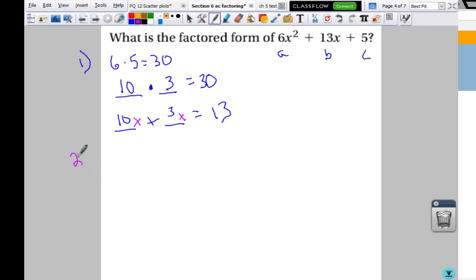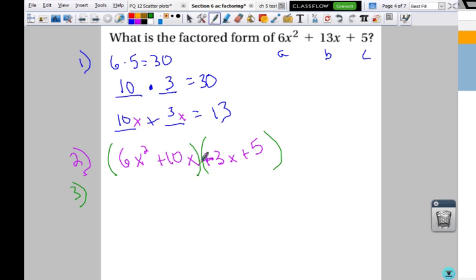Alright. So for step 2 here, I'm going to rewrite my B: 6x squared plus 10x plus 3x plus 5. Okay? Magi, what's step 3? What's it say? You have to split into 2 parentheses, and then factor out the greatest common factor from each. So I'm going to put parentheses around the first 2, parentheses around the second 2, and we're going to take out whatever we can from each one of these.